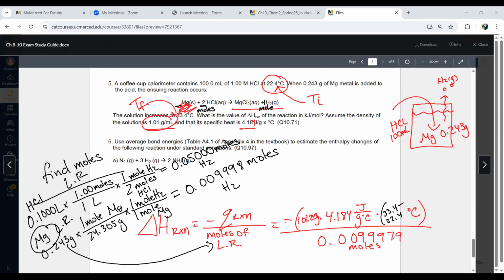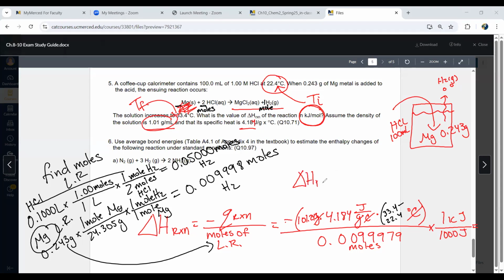So we've got 101.243. That's our total mass of the reaction times 4.184. That's the specific heat of the reaction times the temperature change, 33.4 minus 22.4, divided by the moles. And that's going to be in joules because grams goes away, delta C goes away. So this is joules per mole. And he wants it in kilojoule per mole, which is very common. So there's 1,000 joule in 1 kilojoule. So you need to divide your answer by 1,000. And that's 466 kilojoule per mole negative.